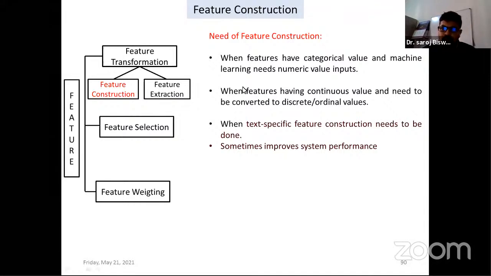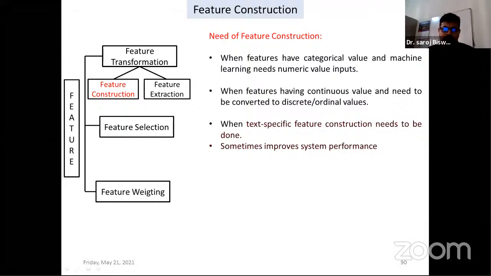Similarly, when features have continuous values and need to be converted to discrete or ordinal values, then again we have to do feature construction. In some machine learning algorithms, for example a decision tree, continuous values are discretized and only then can the decision tree be trained. So in some situations, machine learning needs discrete values, and continuous values have to be converted into discrete values.